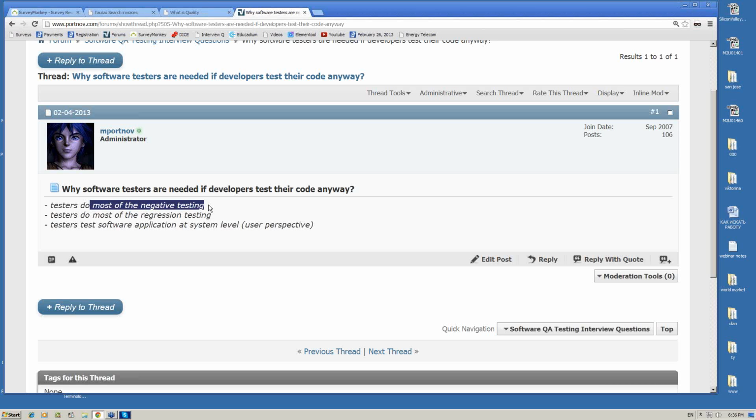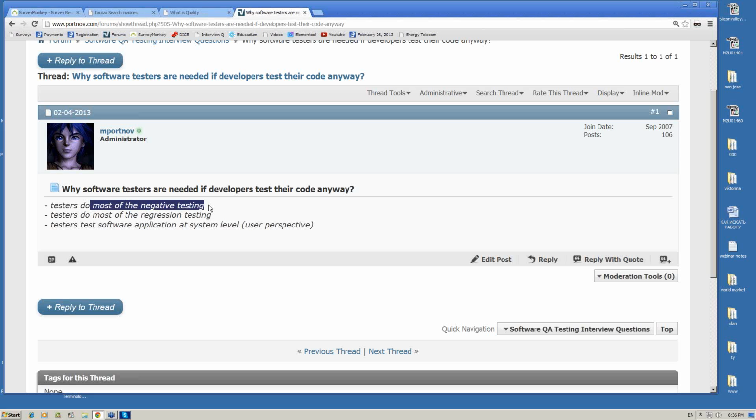And testers test the software application at system level. Developers develop several units of the code. It's not like one developer develops the whole code. So what a developer knows very well and actually tests is the specific part of the application which the developer develops. That is how it works. And then who is supposed to test the whole product then?